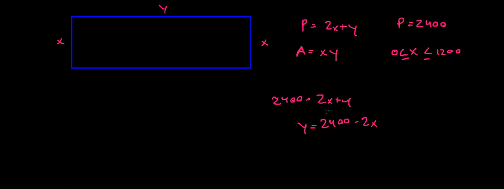So now that I've got y by itself, I'm going to put it into this area formula. So area is going to be equal to x times (2,400 minus 2x). And I'm just going to multiply this out. Now this formula gives me the area with a perimeter of 2,400, minus 2x. This gives me the area depending on how big the x is.